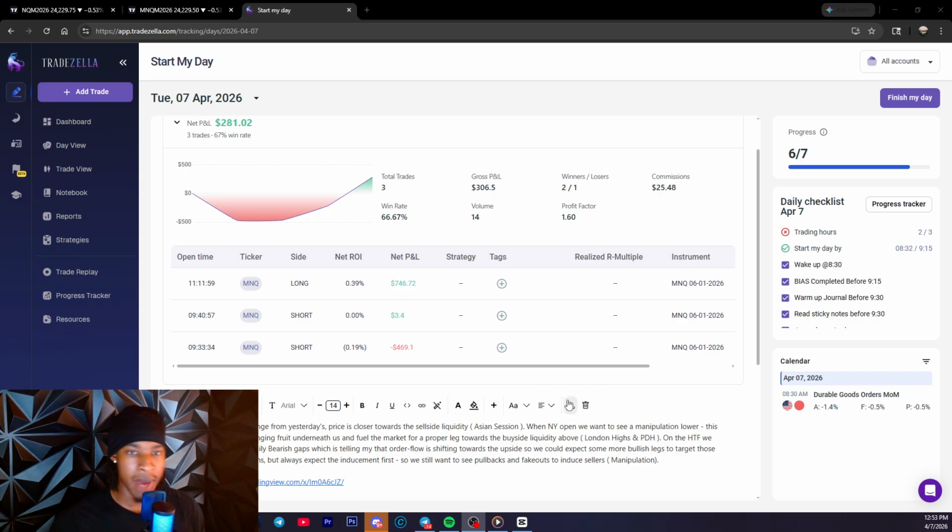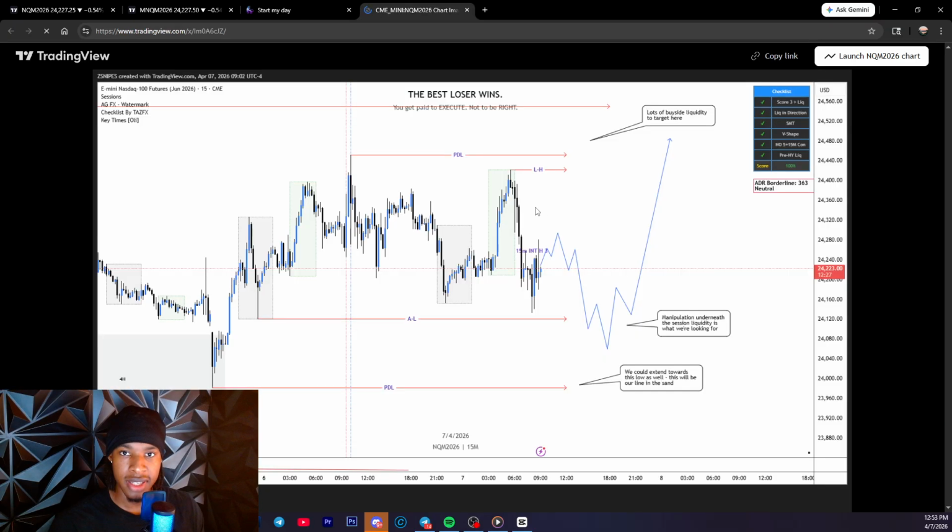So starting off with the bias that I sent out earlier inside of the Discord right here, this is exactly what we were looking for. We were looking for a manipulation higher above this little high that you see my cursor is on. And essentially I was looking for the market to come and take these liquidity points right here, this Asian low.